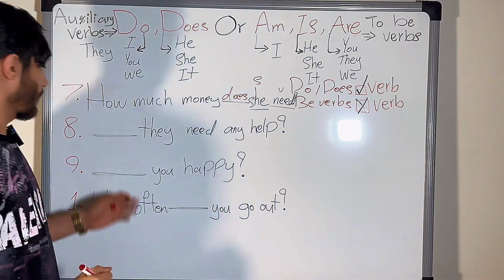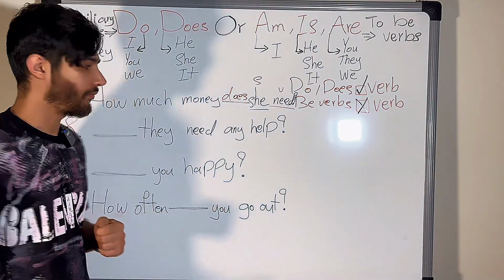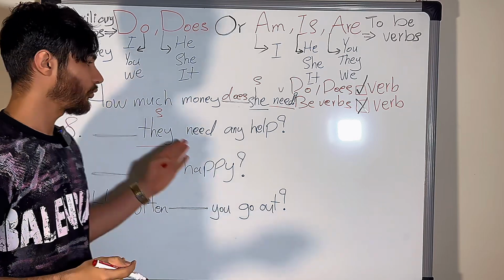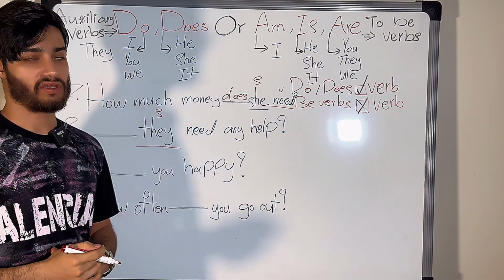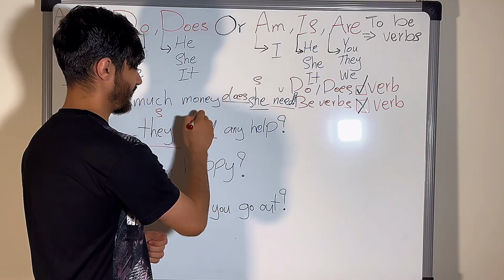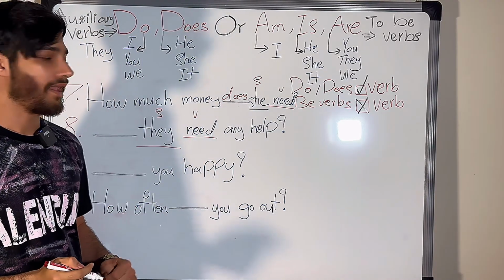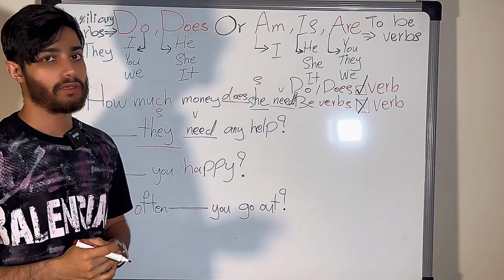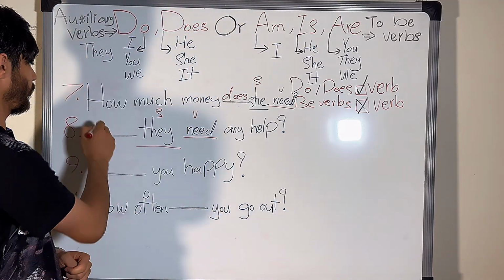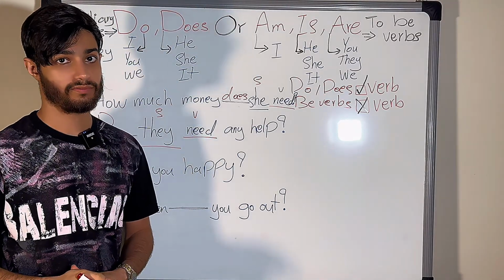Next one. They need any help. My subject is they. And do I have a verb? Yes, I have. What's my verb? My verb is need. So when my subject is they, and I have a verb, what should I use? I should use do. Do they need any help?